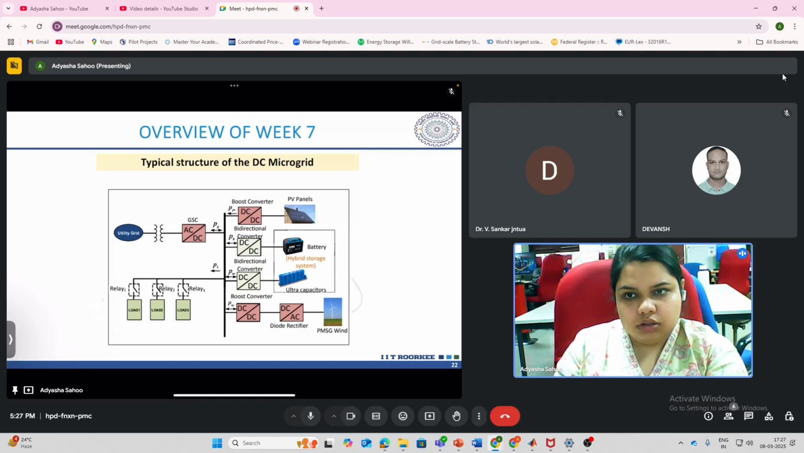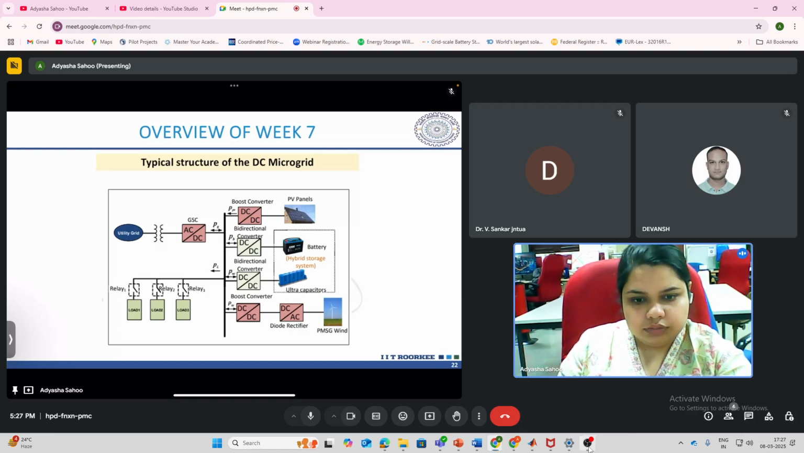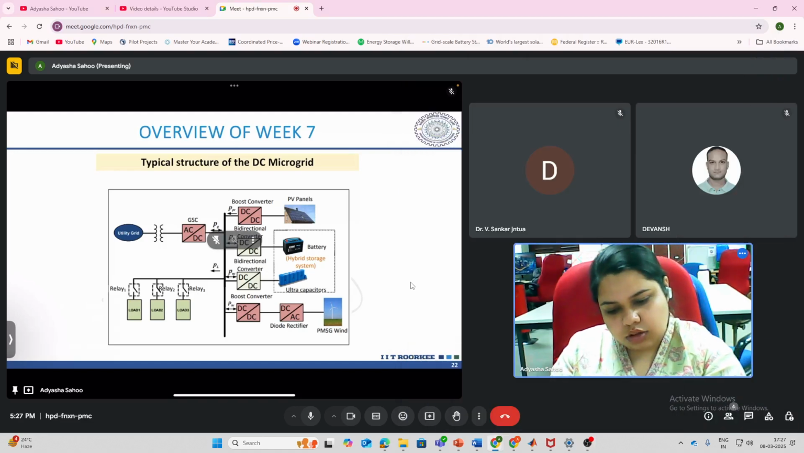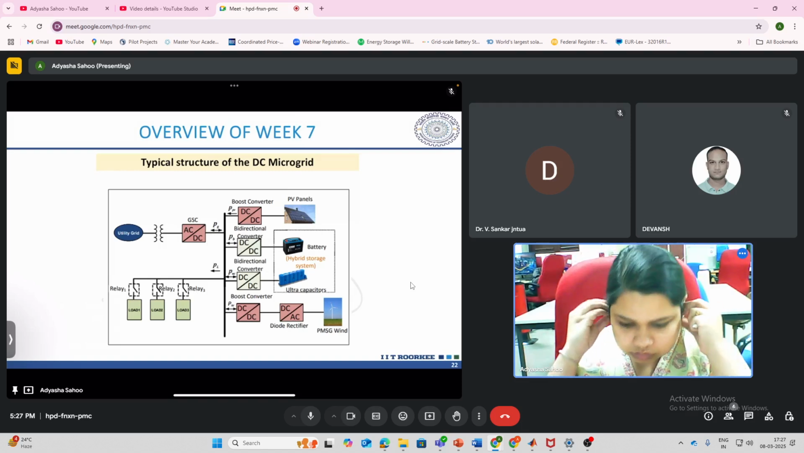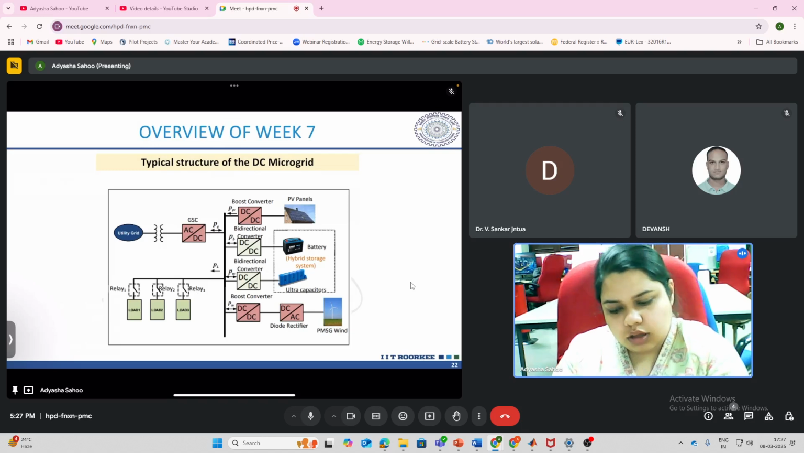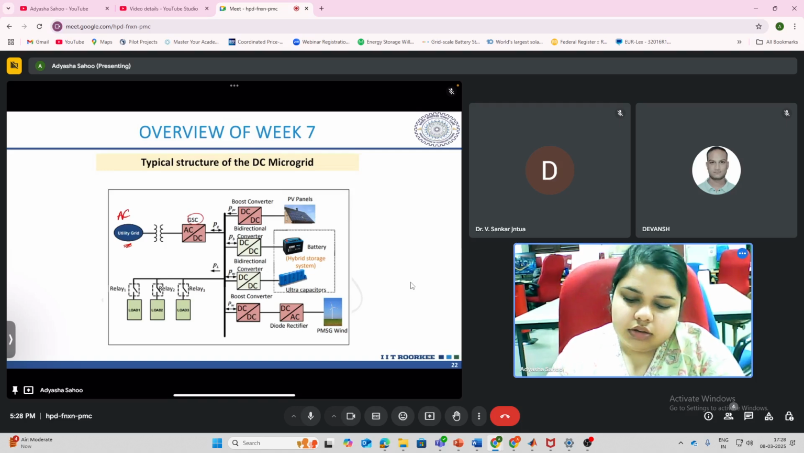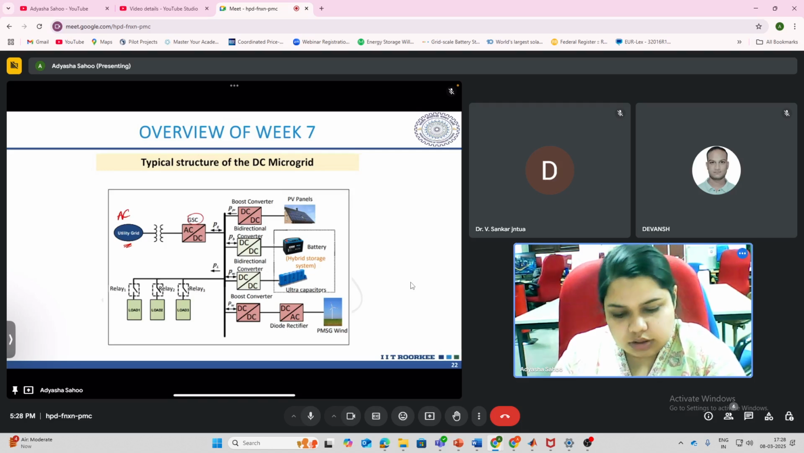Now, what is the typical structure of a DC microgrid? So, basically, this is the main grid, and this is AC. So you have a grid side converter, which is converting this AC power to DC. But it will not always be AC to DC since you have bidirectional power flow. We'll discuss that later. First, see the architecture here.